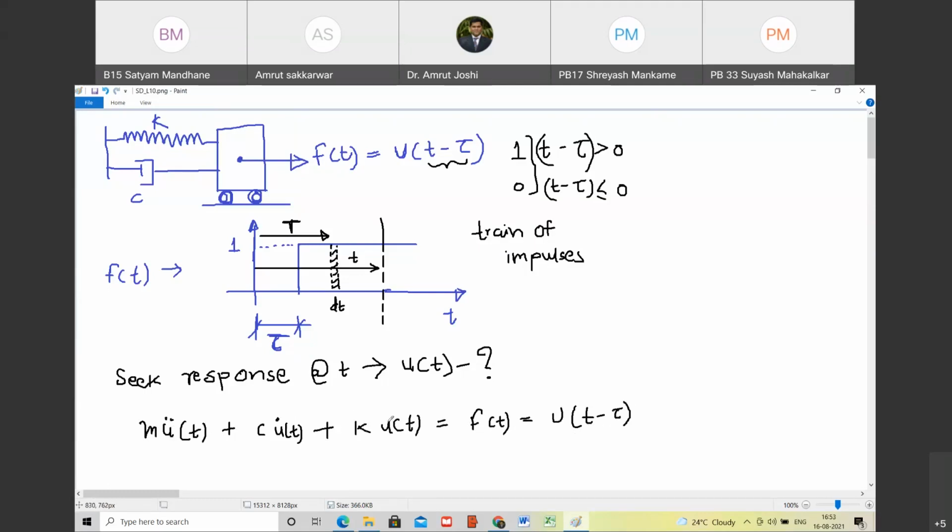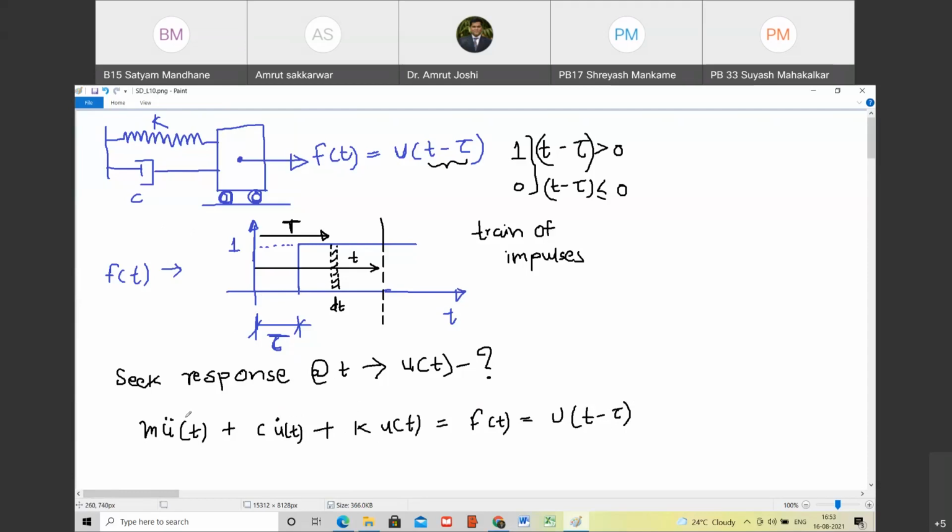And we have already found out that the response of this system is 0 till t equal to tau, because no load ordinate is present till time t equal to tau. After t equal to tau, we evaluated its response by solving this second order differential equation for appropriate initial conditions. I hope everything is in place.